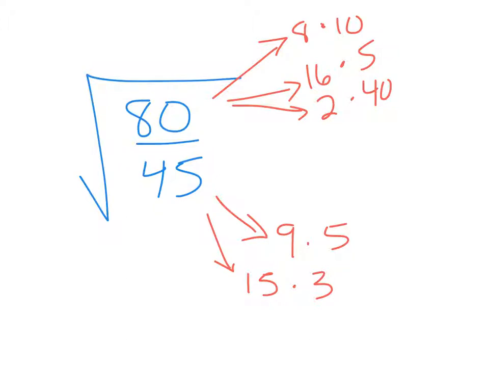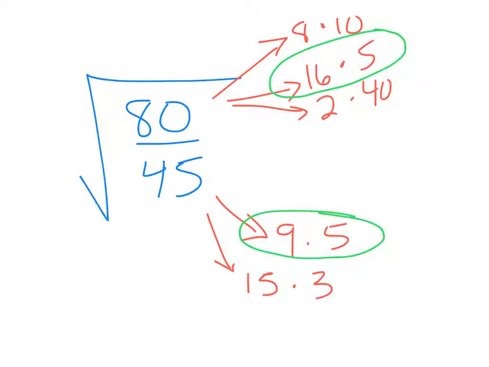Looking at just what I have on the screen right now, here's how I can factor this out. I want to pick a set of factors where one of the two numbers I pick, I can easily find the square root of, meaning the answer will give me a whole number, and the other one matches one of the factors on the bottom. So for this example, I pick 16 and 5 and 9 and 5. Let me show you what's going to happen here, and I'm going to show you why I chose those numbers.